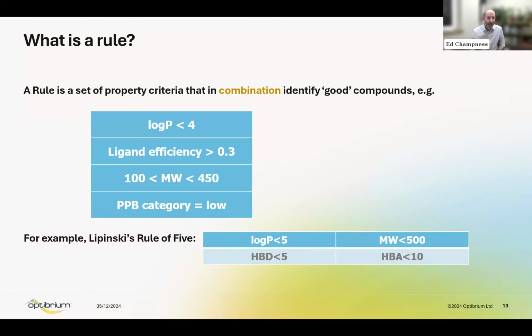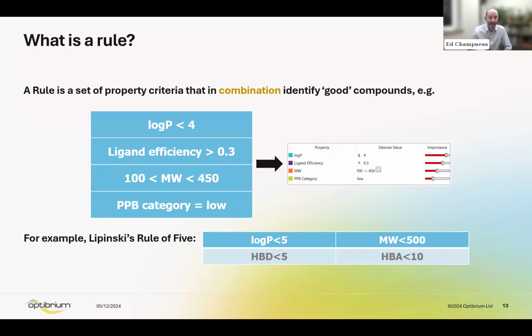So what is a rule? I've used that term a couple of times, but really a rule is a set of property criteria that in combination can help us to identify good compounds, where we're defining what good means. I've got a couple of examples here. The first is a list of 4 different characteristics that I've pulled together, a range of molecular weight, a log P, a ligand efficiency. And of course, I'm sure you're all familiar with something like Lipinski's rule of 5. But even though I've got a very simple rule at the top there in terms of log P, LE, molecular weight, ppb category, this is really equivalent. It's a simpler version of, but equivalent to, a scoring profile that I was just describing.